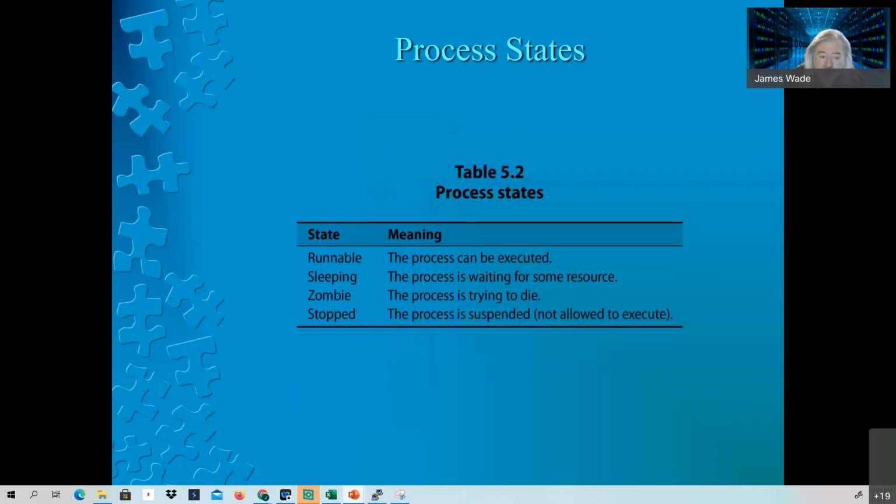When a process runs, it can be in 4 different states. Runnable, meaning it's actually being run and executing the program. Sleeping, meaning it's waiting for some resource like I/O. An example would be a database program reading something from the database, and it's waiting for it to finish that read. Zombie, the process is trying to die, but it's stuck. Stop, the process is suspended, but it's not allowed to execute.